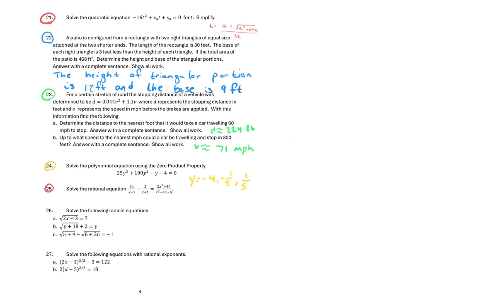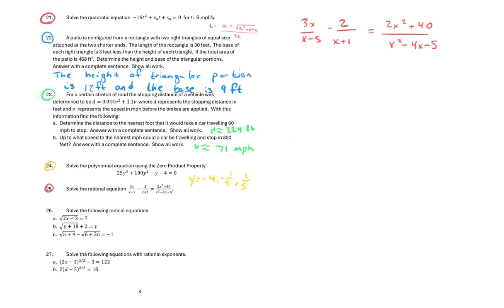Okay, number 25, solve the rational equation. So I have 3x over x minus 5 minus 2 over x plus 1 equals 2x squared plus 40 over x squared minus 4x minus 5. So the first thing that I'm going to do is on this side, it's probably a good idea to get a common denominator between these two. And on this side, it's probably a good idea to try and factor this just to see how this x squared minus 4x minus 5 was made.